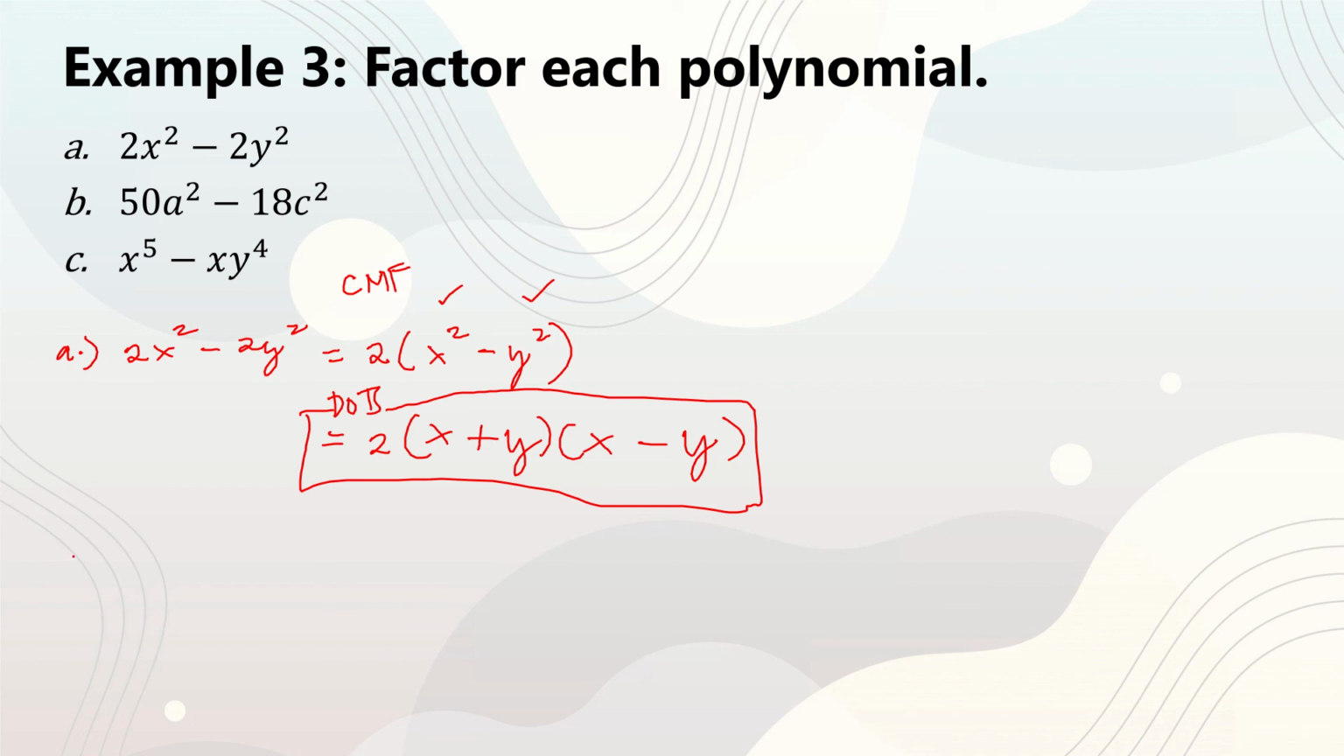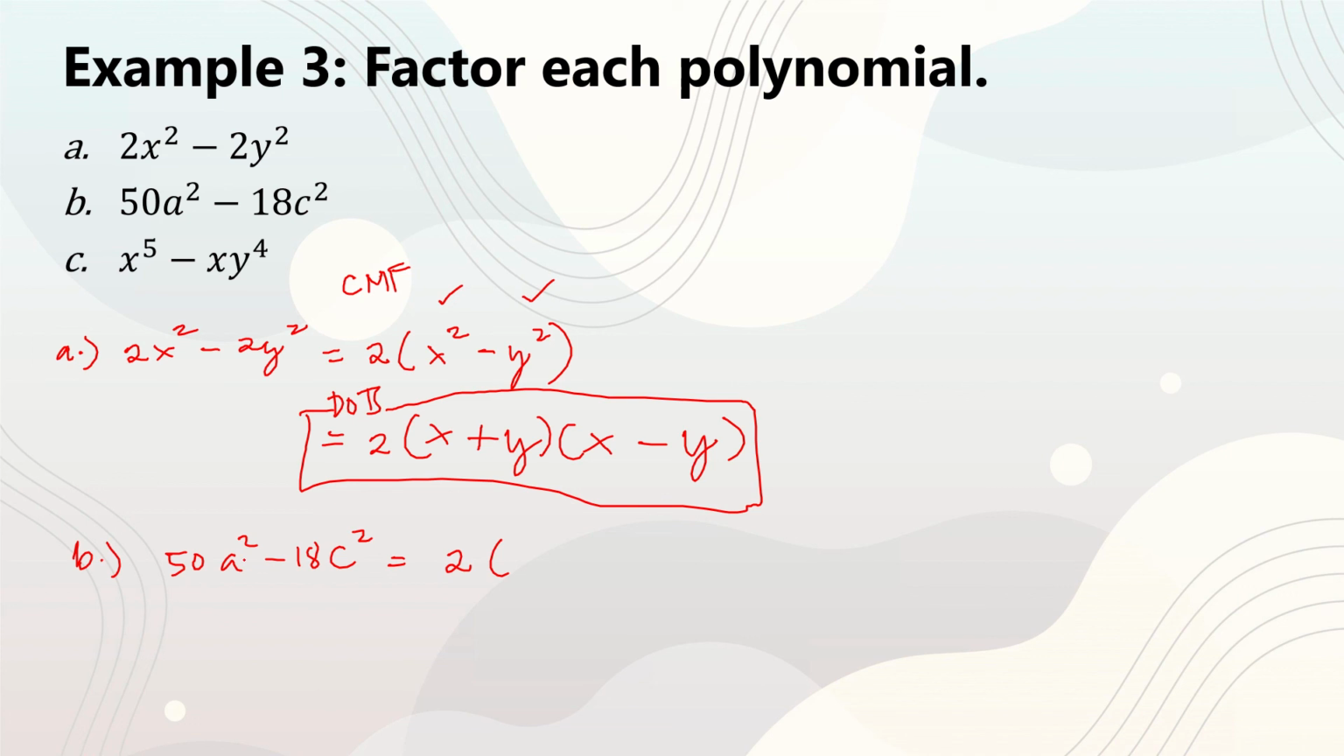Okay, let's proceed with B. So, 50a squared minus 18c squared. So, find the CMF first. Okay, CMF ba? Yan ba yung CMF nila? Okay, si 50 at saka si 18 parehas na may 2. So you factor out the 2. Simple as that. So i-divide mo yung each term sa 2, sa GCF natin.